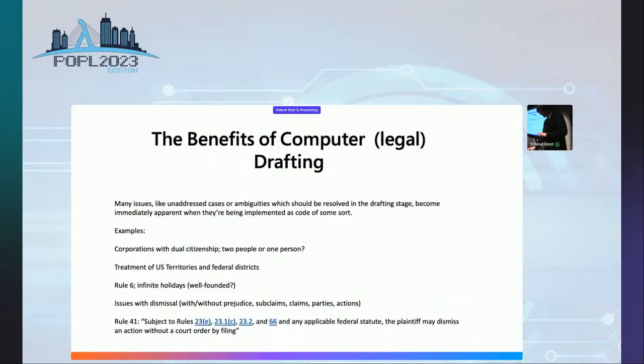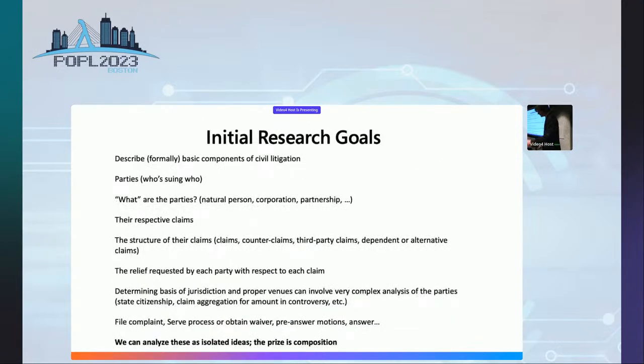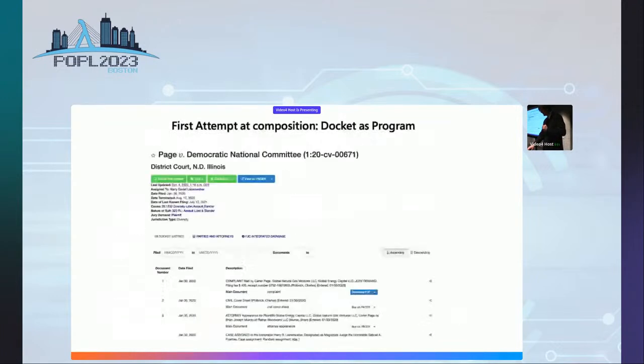So in terms of the research goals that we had, the last thing I wanted to mention is a lot of these things we analyzed in isolation, and we came up with nice ways to discuss them, and we can demonstrate properties about them and get useful answers. The prize is composition. We want to say, okay, these are all components of what we're dealing with here, whether it's parties or claims or jurisdiction. How do we start composing those things?